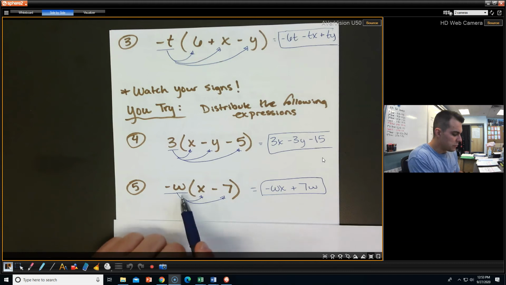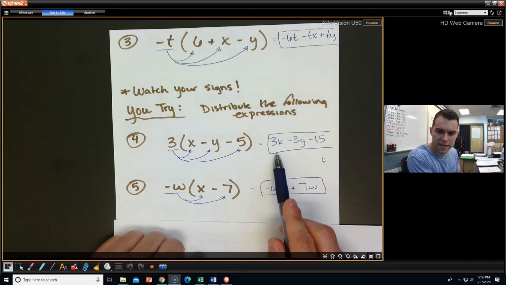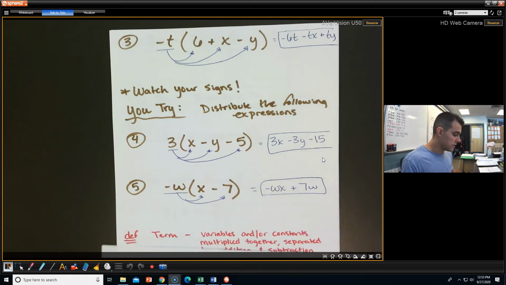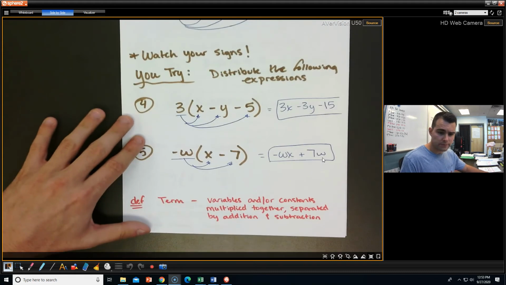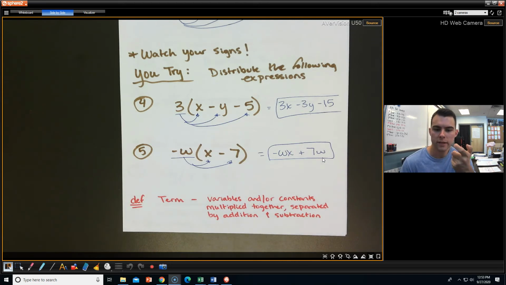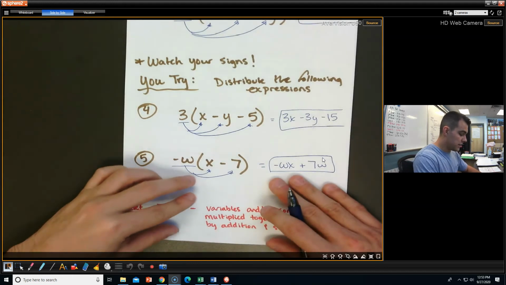What we're doing is we're actually getting terms out of this. These guys are called terms. What is a good definition of a term? Well, a term is variables and or constants that are multiplied together, and they're actually separated by addition and subtraction. So let's actually take a look at what that looks like here with another example.